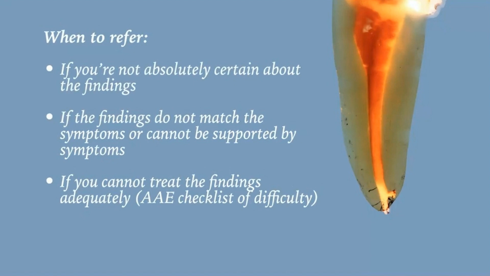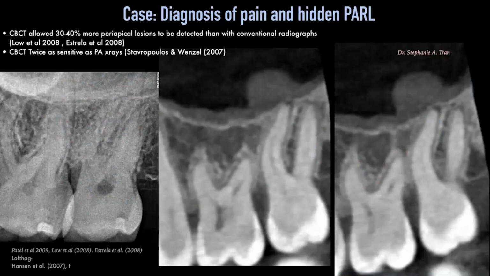And you also may want to consider referring if you cannot treat the findings adequately. One of the ways to understand whether or not you're able to treat it adequately, and when something may be too difficult, is to verify that against the AAE checklist. So the AAE has published a really good checklist to go through all aspects of a case if you're trying to evaluate case difficulty.